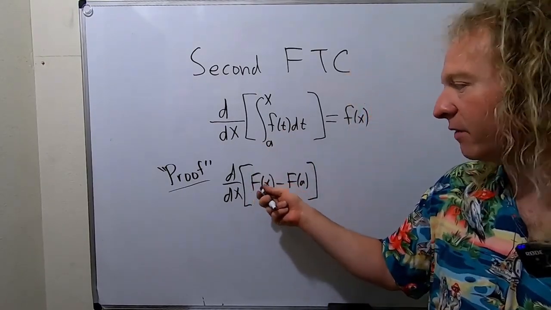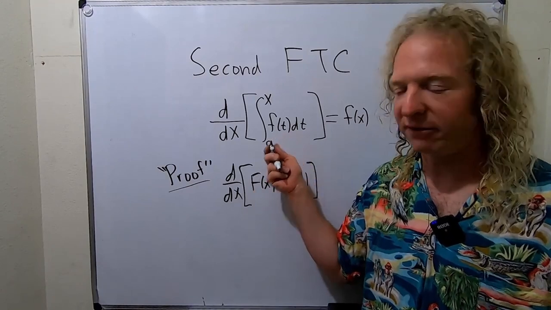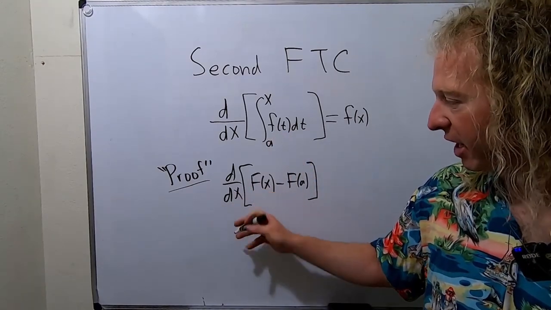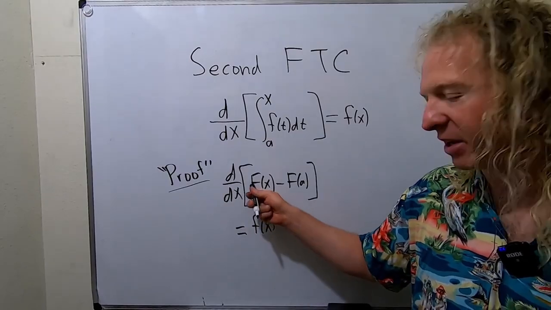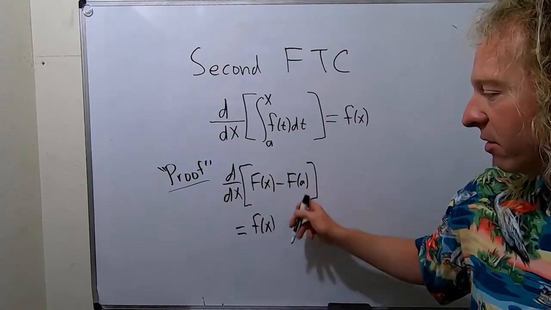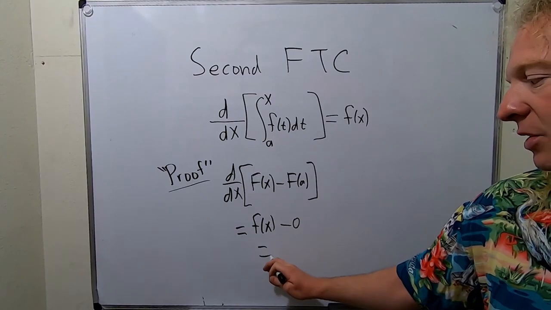That means if you take the derivative of big F, you get little f. That's the definition, right? The derivative of big F is little f. This is a number, so its derivative is just 0. So we just get f of x.